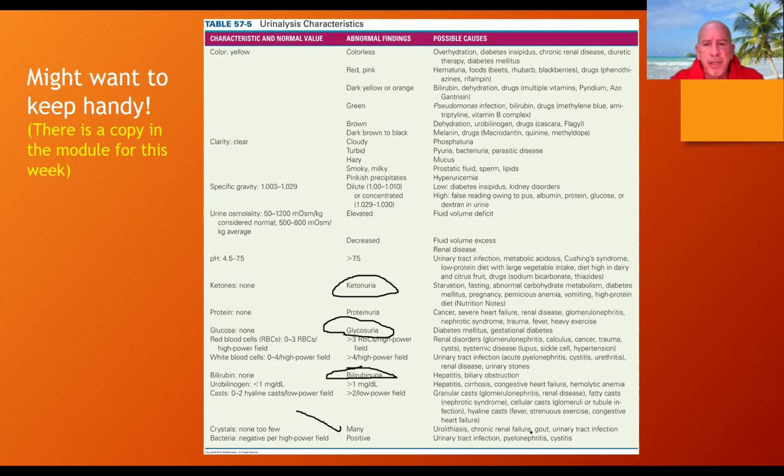Crystals, we talked about gout. Crystals can show up in your urine if you have gout. There's other types of crystals when we have a kidney stone, things like that. We'll talk about that as we go along.